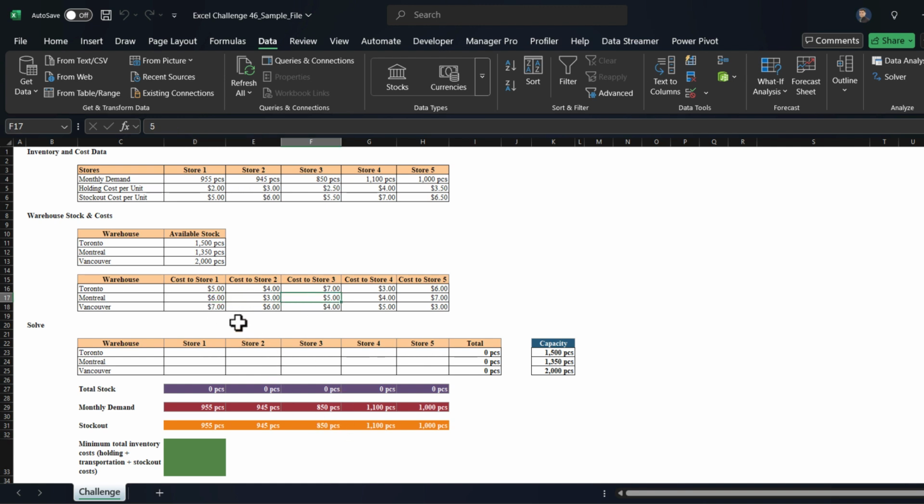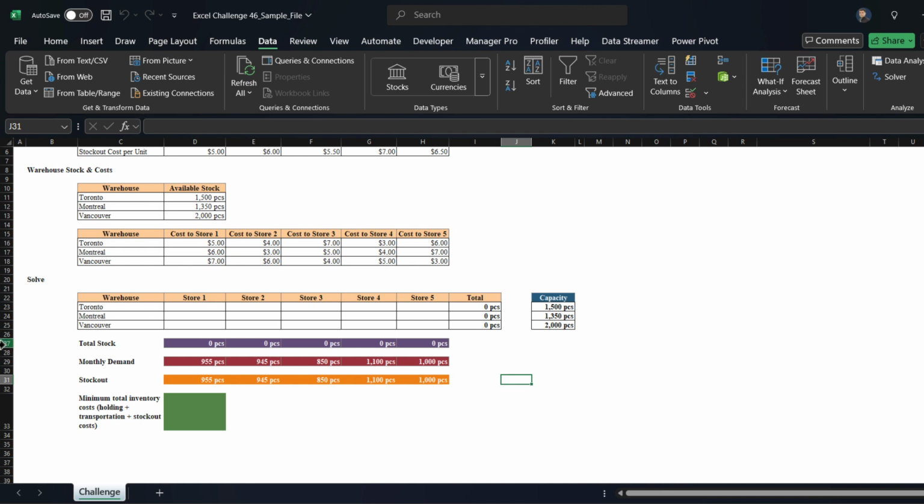Now, about the cost structure, the holding cost is the cost of storing inventory at each store. The stockout cost is the penalty for not meeting demand at any store. And the transportation cost is the cost of moving goods from warehouses to stores.